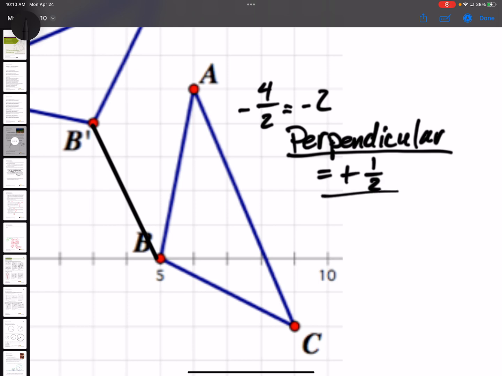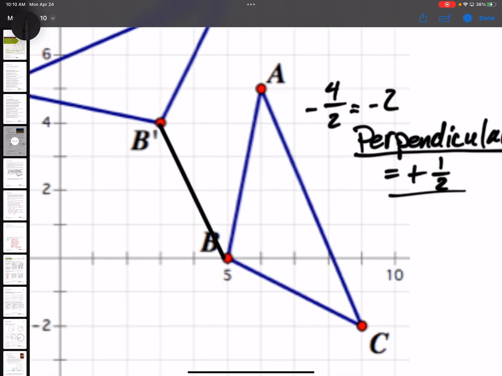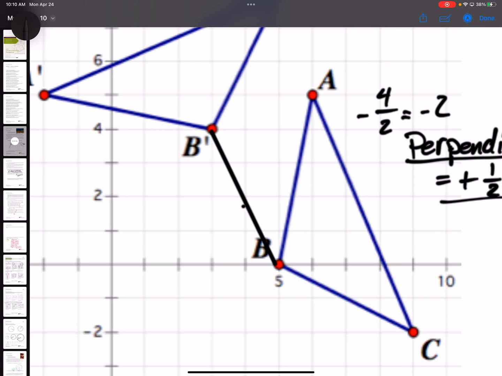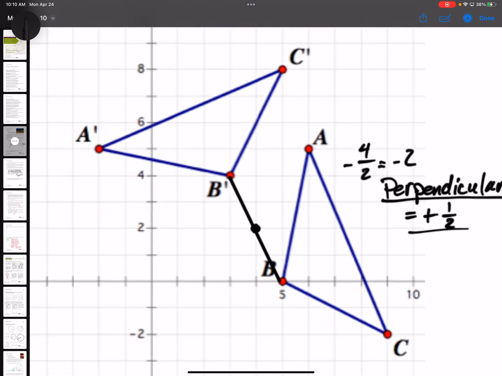Okay? But now I also said that I need the perpendicular bisector, which means it has to be in the middle of that line. So what's the midpoint of b prime? Yeah, 4, 2, right? And I saw that by seeing that there's this run of 1, rise of -2, run of 1, rise of -2. So that actually just shows me the midpoint, which is pretty nice. So I can just create a line through that point at 4, 2, with the slope of positive 1/2. So now I'm going to have a rise of 1, run of 2.